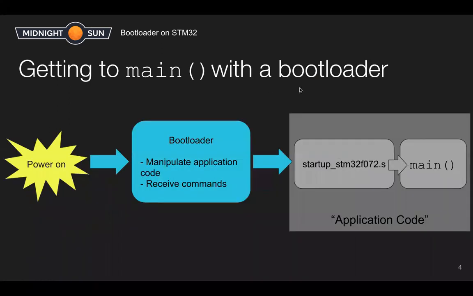With the bootloader, we add an extra layer in between. Instead of jumping directly to the startup script, we jump to the bootloader first. The bootloader is a totally separate executable from the application code, which is what we call the project that is run on top of the bootloader, that the bootloader calls. When the bootloader gets jumped into at power on, because it's a totally separate executable, it doesn't rely on any of the application code to be there for it to function. So it can do things like manipulating the application code. It can replace it entirely.